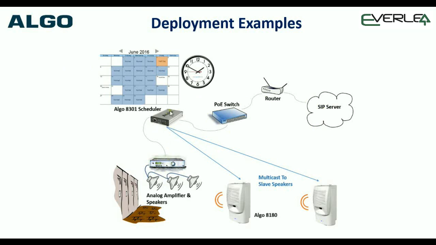The first thing the 8301 will do is that you can set it up as a SIP registration. It'll interface through to your existing analog amplifier. At the same time, it will also start managing your SIP paging speakers, e.g. the 8180s or 8186s, etc. So you can start setting up your multicast groups and paging through to the new part of your building, which has all got fiber through the floors.